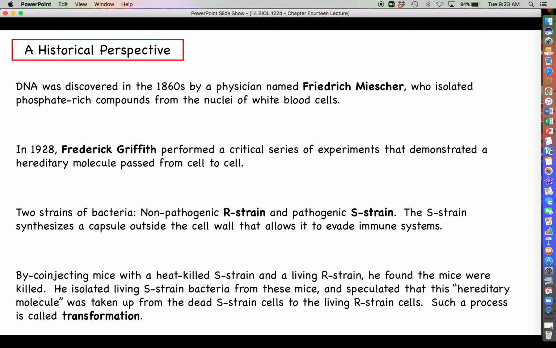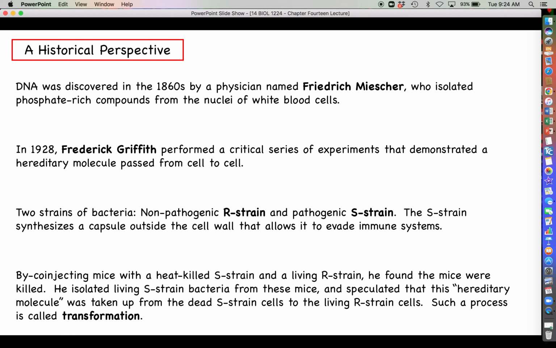when he co-injected these, the idea here is that if he just injected the heat-killed S strain, the mice were not going to be affected because the bacteria are dead. They can't really do anything at that point. If he injected just the living R strain, the mice will be fine for reasons that we just said. But if he injected both of these bacteria together in the same group of mice, the mice were killed.